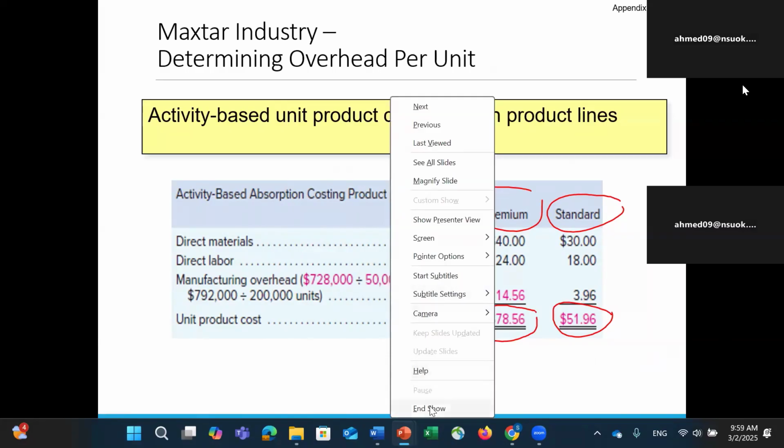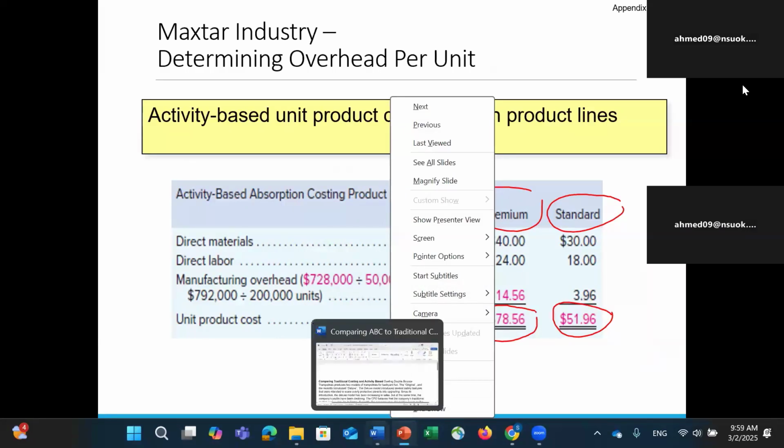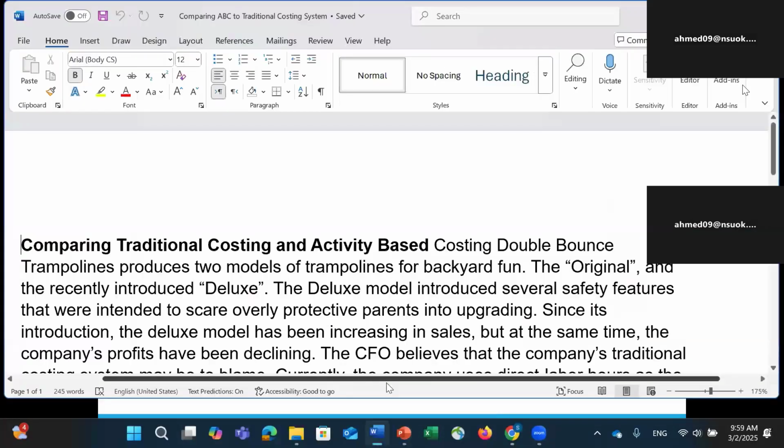Let's stop this one and move on to distributing profit. I want to look at this problem right here.